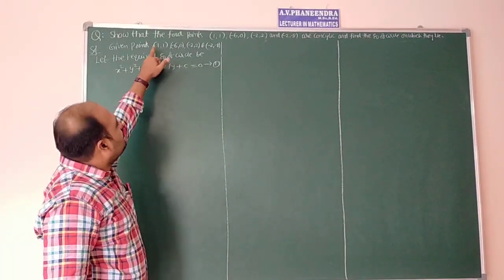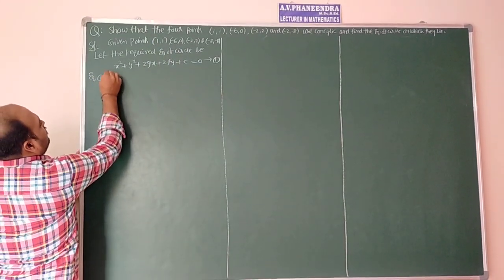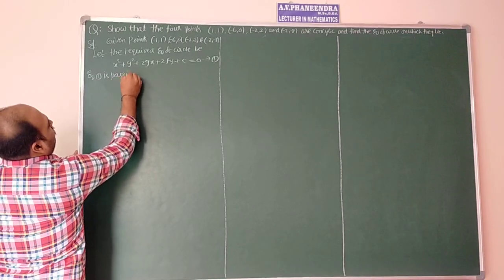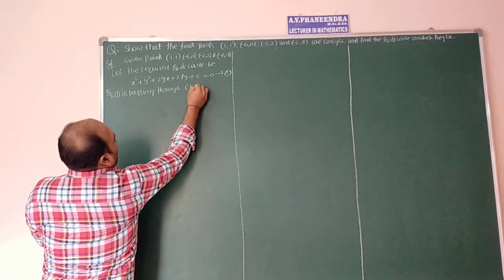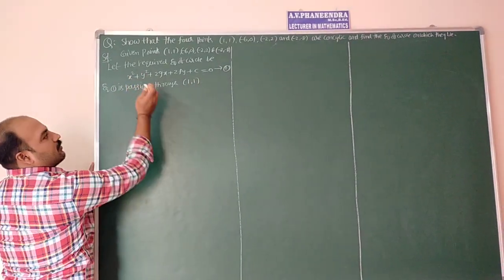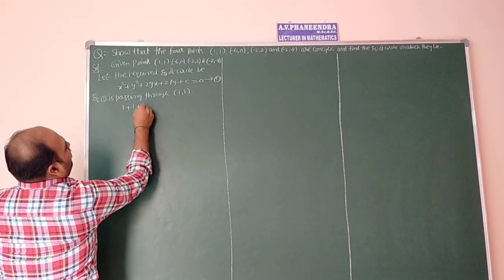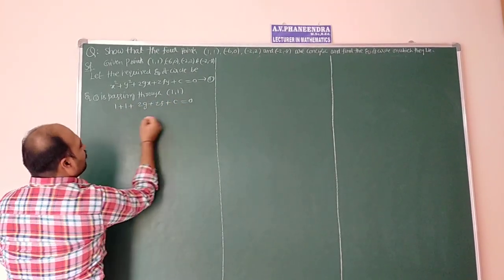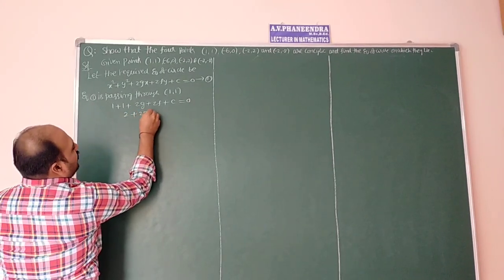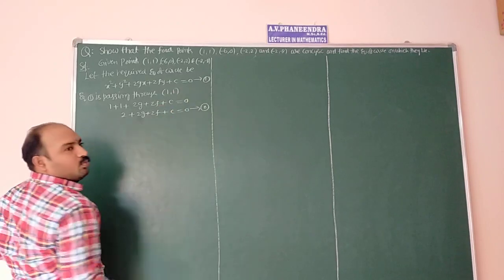Equation 1 is passing through the first point (1, 1). In place of x, y, substitute 1, 1. So 1 plus 1 plus 2g plus 2f plus c equal to 0. So 2 plus 2g plus 2f plus c equal to 0. Put that equation number 2.